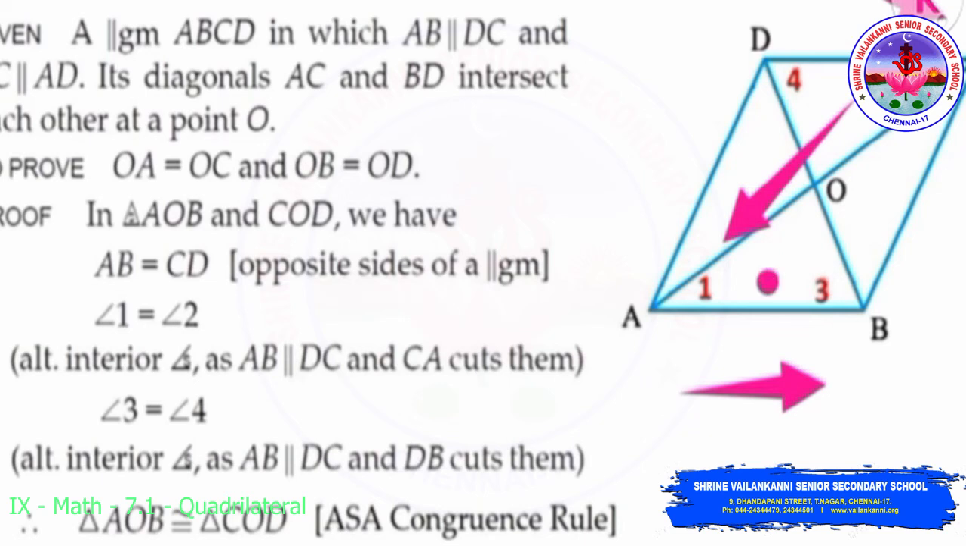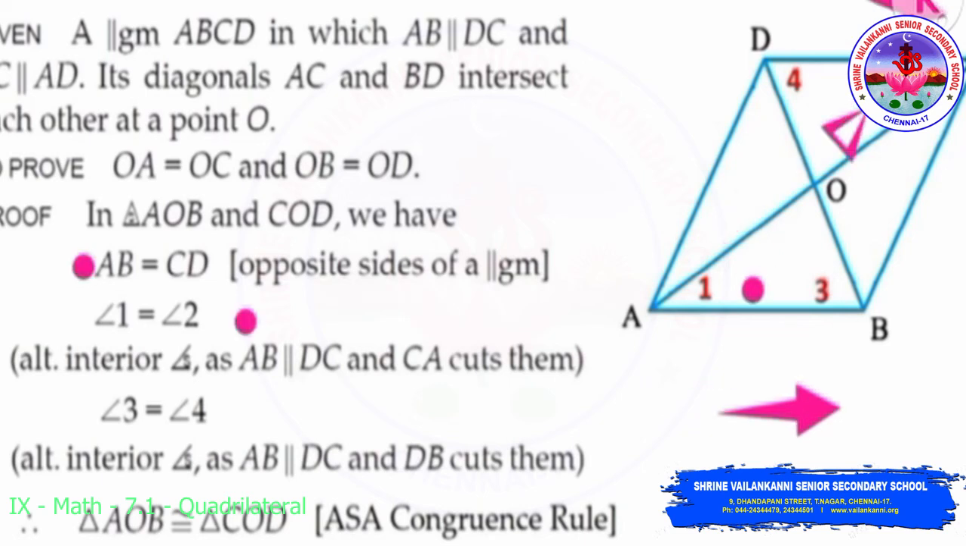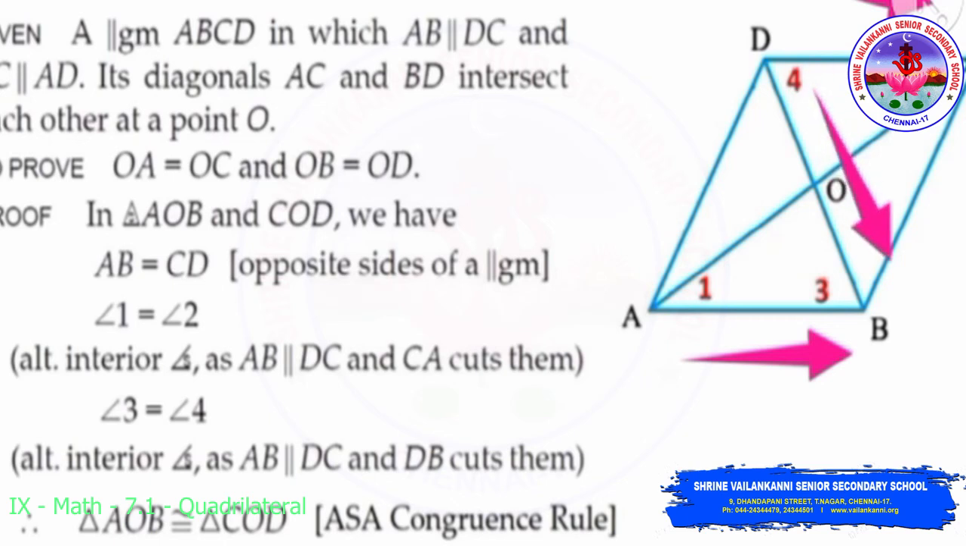I can relate angle 1 is equal to angle 2. That is, AB is parallel to CD and AC is a transversal. We get angle 1 is equal to angle 2 by the alternate interior angles. Similarly, AB is parallel to CD and DB is a transversal. I can relate angle 3 and angle 4 as alternate interior angles. So I am writing angle 3 equals angle 4. So I got two angles and one side involved in the triangles AOB and COD.